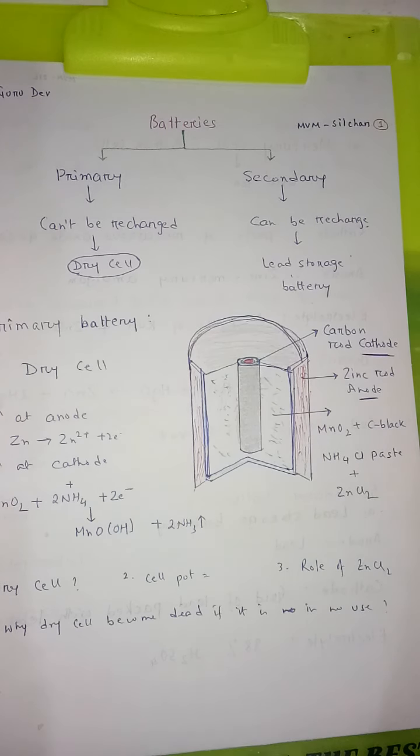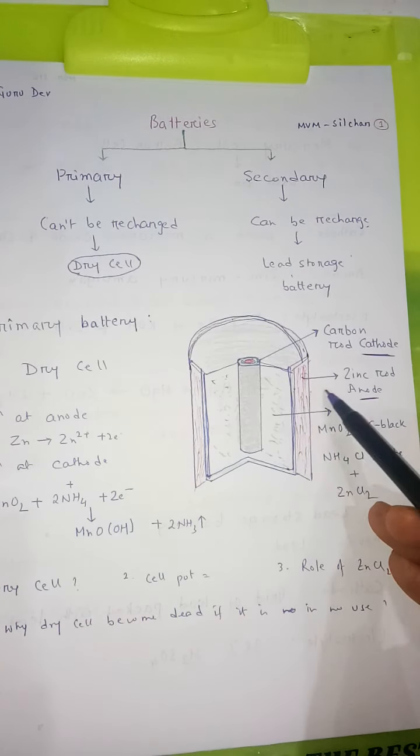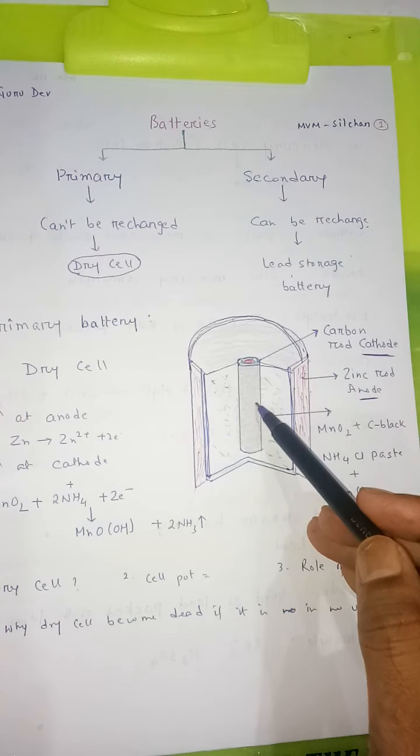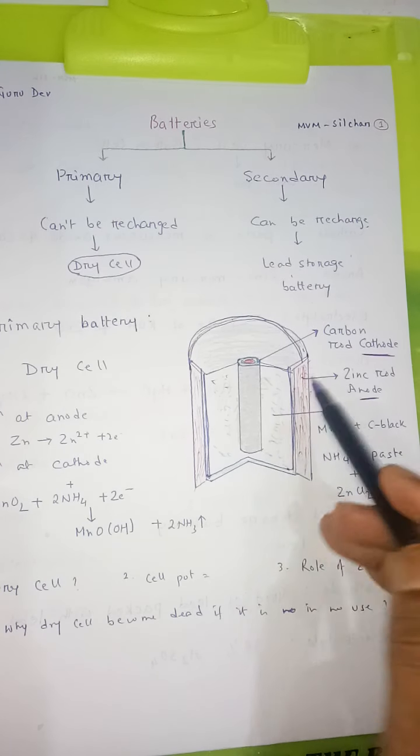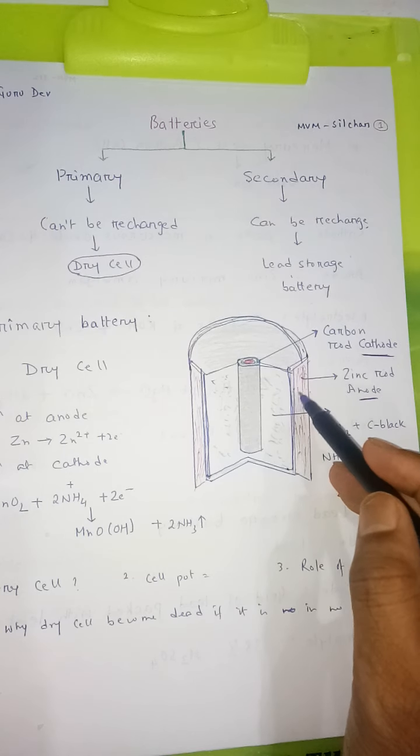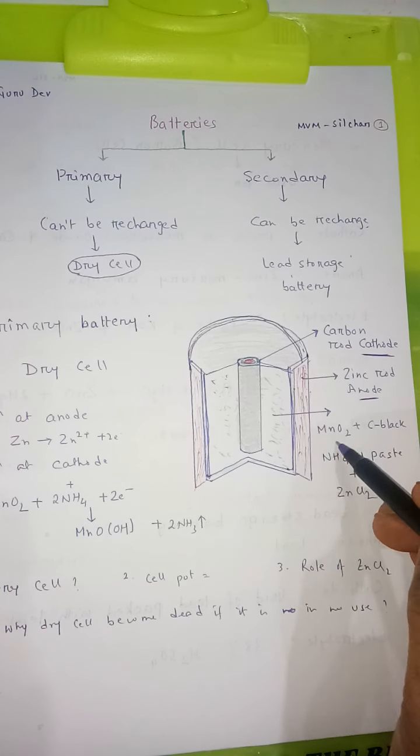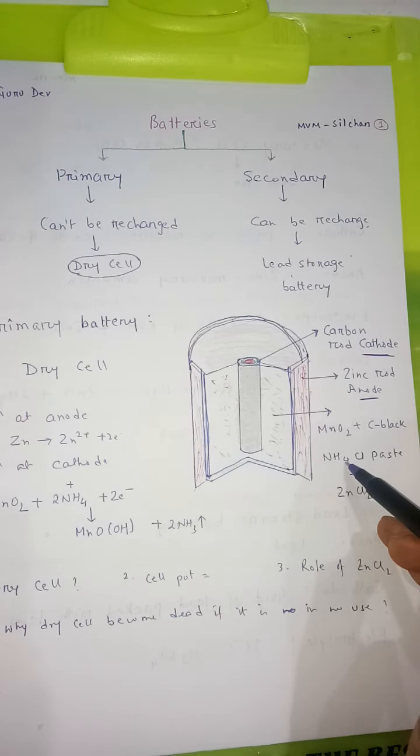So your electrolytes are MnO2, C black meaning carbon black, ammonium chloride paste, and zinc chloride. So these things are there. This is your zinc rod, the anode, and carbon is your cathode. In between, we have MnO2, carbon black, NH4Cl paste, and zinc chloride.